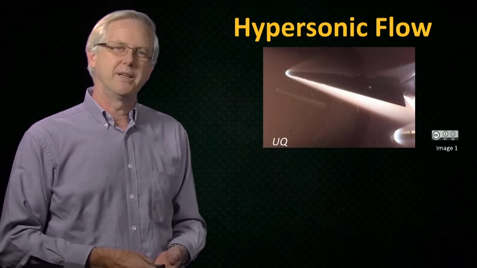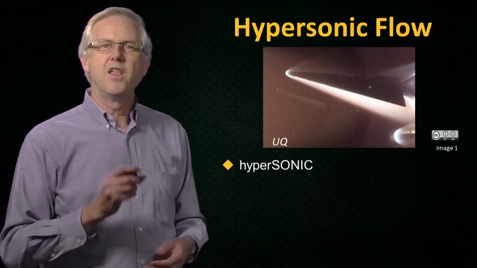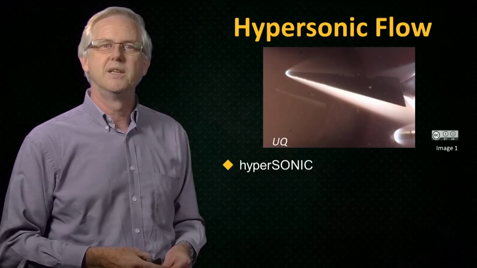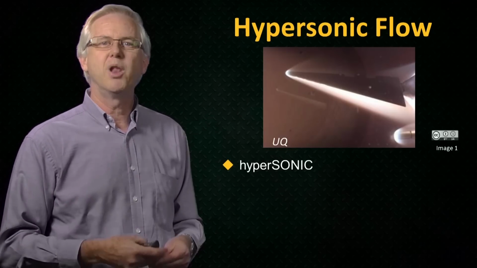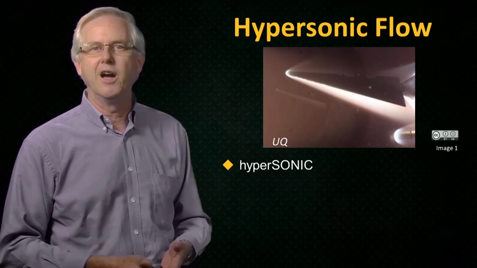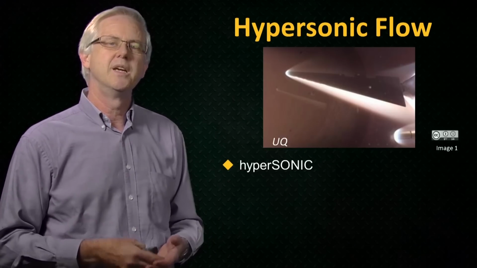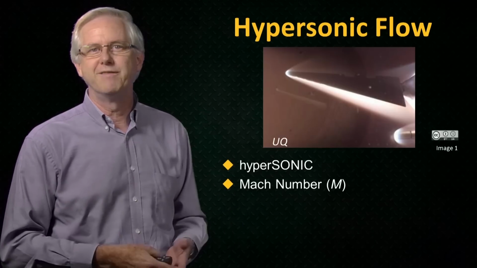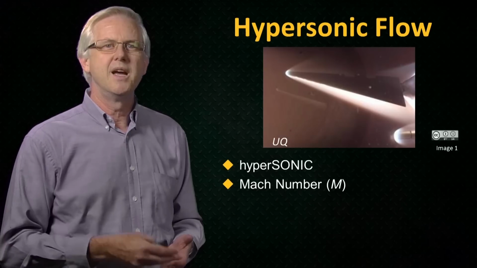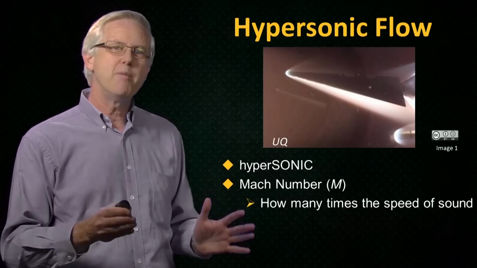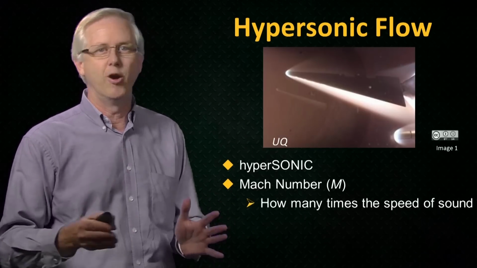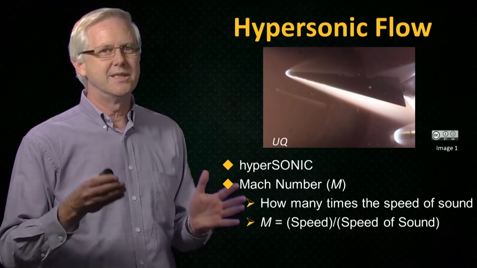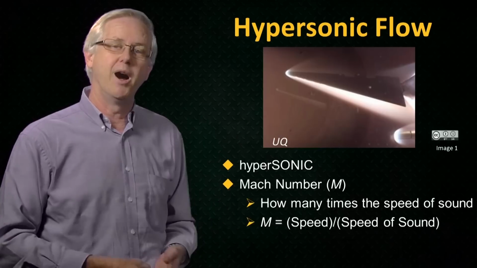So, back to our topic, hypersonics. The sonic part of hypersonic refers to the speed of sound. So a hypersonic speed implies an object is travelling at many times the speed of sound. You've probably heard of Mach number, named after the famous Austrian physicist Ernst Mach. The Mach number indicates how many times the speed of sound an object is moving. Therefore, the Mach number is the speed of the object divided by the speed of sound.